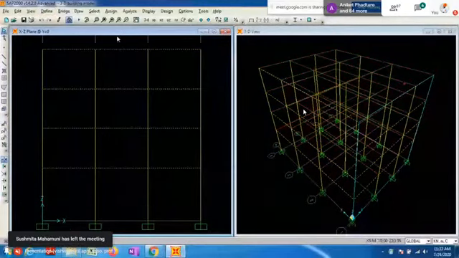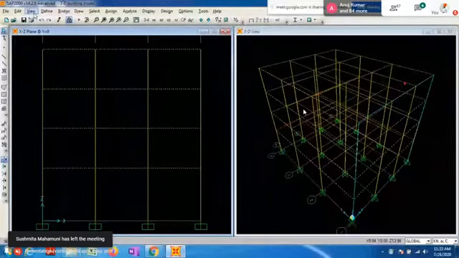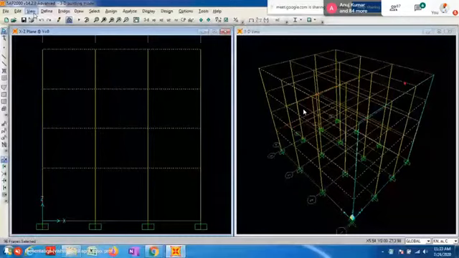Then go for assign, frame, assigning the nonlinearity. So go for the assign command, assign frame and hinges.